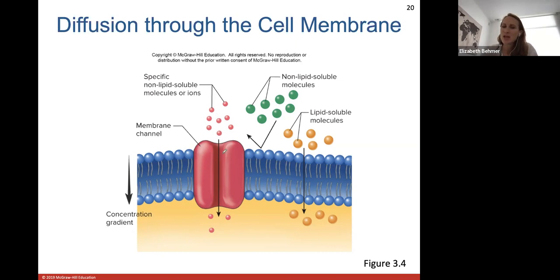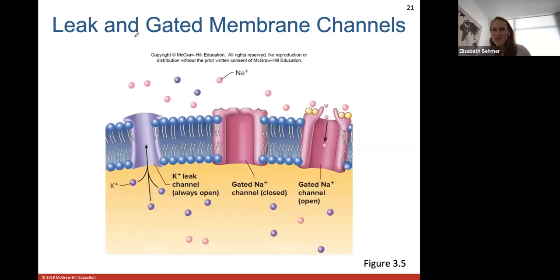When this membrane channel opens, or if it's a leak channel that's constantly open, that's when these non-lipid soluble molecules can pass through, because they're bypassing the tails and going through the membrane channel to get inside the cell. So that is diffusion, a passive transport process that does not require energy.